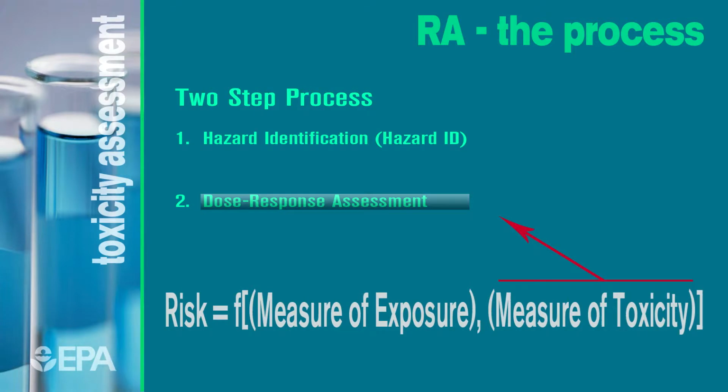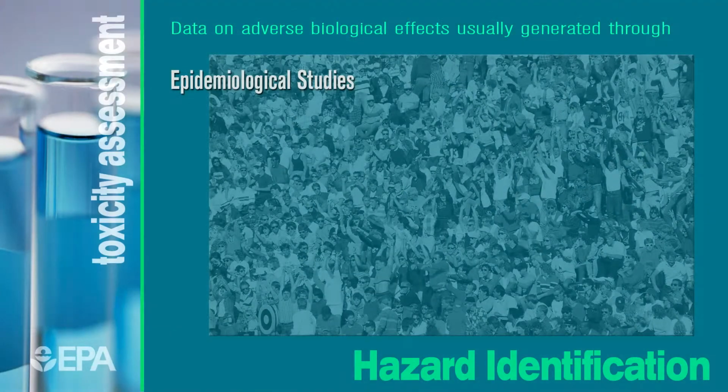There are different types of data that are used in the process of hazard ID. Epidemiological studies are probably the most helpful because they tell us, based on actual exposures to humans, whether there is an increase in disease as a result of exposure to a chemical. We get this type of data usually from occupational studies and on occasions after accidental poisoning events.